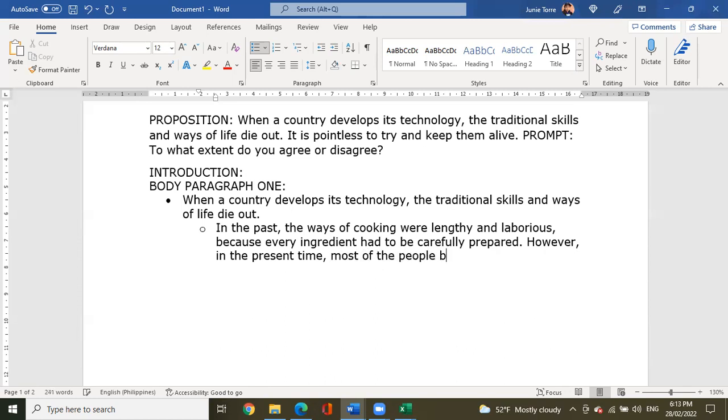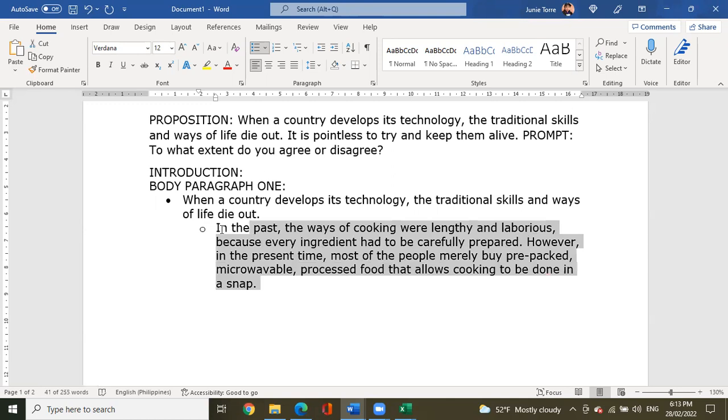most of the people merely by, what do you call these? Pre-packed. What do you call those kinds of foods, guys? Microwavable. What else? Fast, pre-packed food. Processed food. Processed food that allows cooking to be done in a snap. Yun. So, ito, lahat yon is expansion, elaboration, exemplification of that phrase.